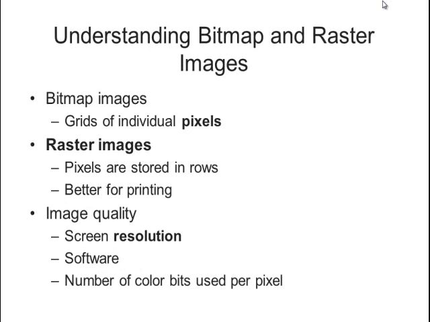The differences between bitmap images and raster images: bitmap images store images as grids of individual pixels, while raster images store pixels in rows, which make raster images better for printing purposes. Different factors that can alter the quality of an image include the screen resolution, the software, and the number of color bits used per pixel.